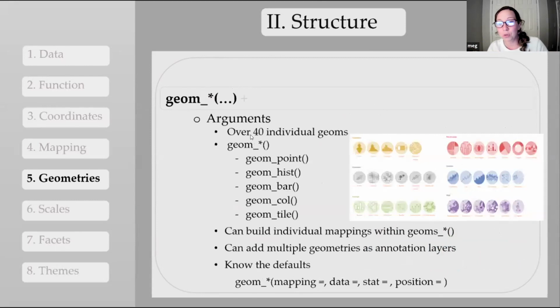So there's over 40 individual geoms. It's a different lecture. There's lots of really great resources, especially the R Graph Gallery, that can get into what all of those different ones look like. The big hitters, obviously, geom_point, geom_histogram, geom_bar, and geom_col, we're going to cover today.